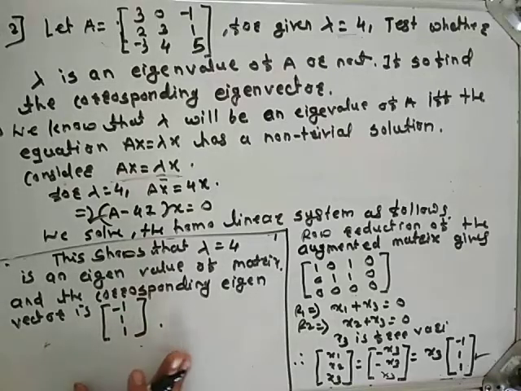In examples 1 and 2 we have discussed the method of finding eigenvectors whenever an eigenvalue is given. Okay.